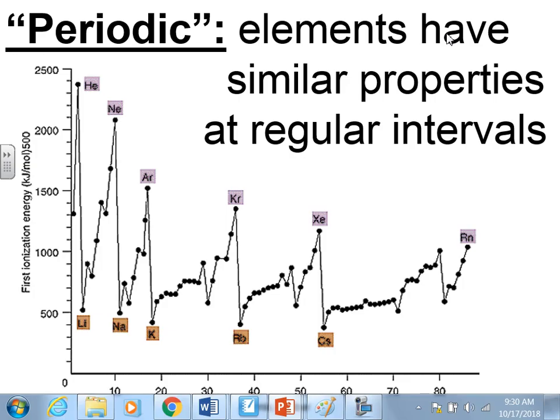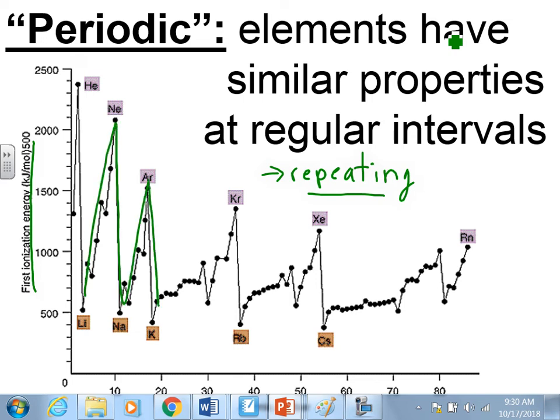Now, the word periodic actually refers to the fact that the elements have similar properties at regular intervals. This means properties repeat, or repeating properties. So periodic can be replaced with the word repeating. And you can see here, for example, a graph has been made, and something called first ionization energy is graphed, and you can see the repeating nature of it. It goes up, then it goes down, then it goes up, then it goes down, then it goes up, then it goes down, and this repeating nature is why we call the periodic table periodic.